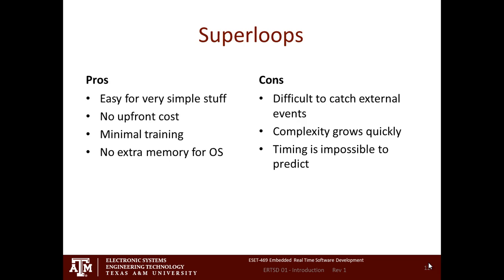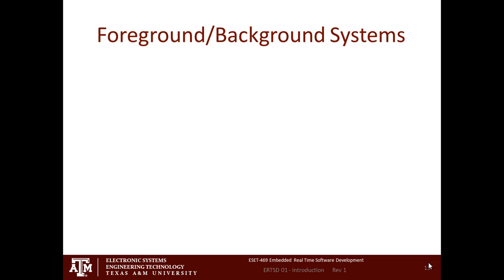Okay? So, and when we start trying to compensate for that, which means you're going to check more often, right? Now it becomes more complex. So the complexity grows really quickly with super loops, and it's virtually impossible with a super loop to get precise timing. Okay? You can get more or less timing, but you can't get precise timing. So that's why we came up with foreground background systems.